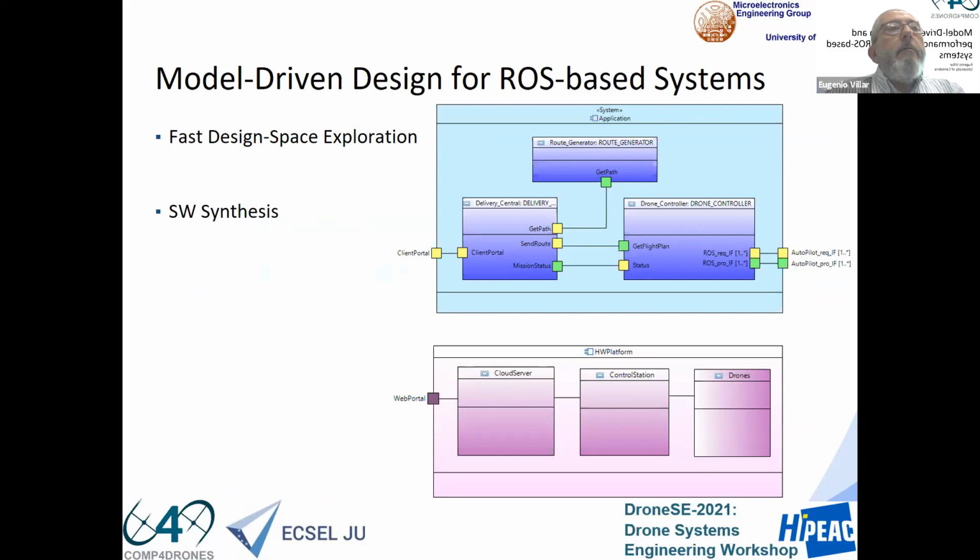Okay, the two final objectives were fast design exploration and software synthesis. The idea is to provide the system engineer with the possibility to select different architectural mappings, because in S3D you can specify the platform-independent model, but you can also model the hardware platform. In our case, we are considering 3 different nodes.